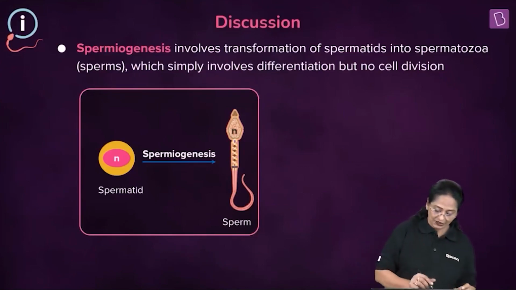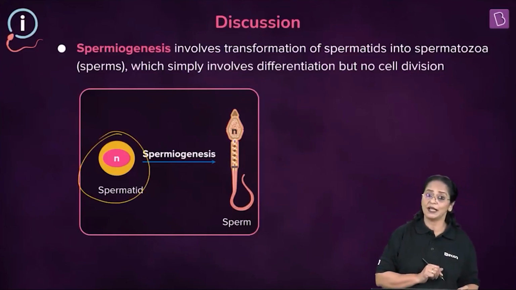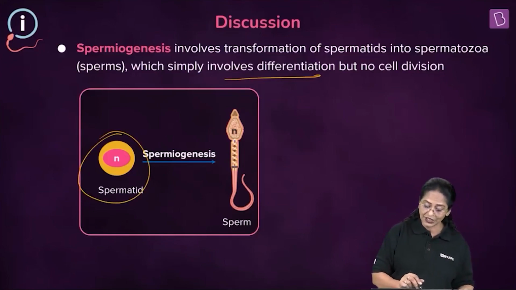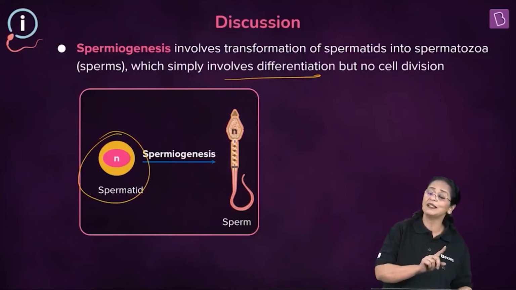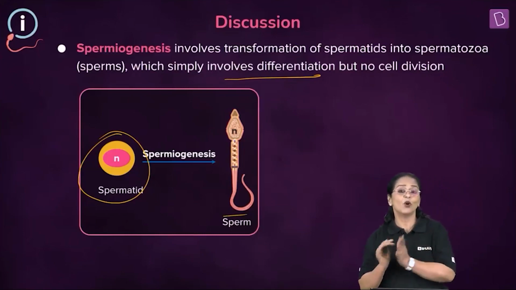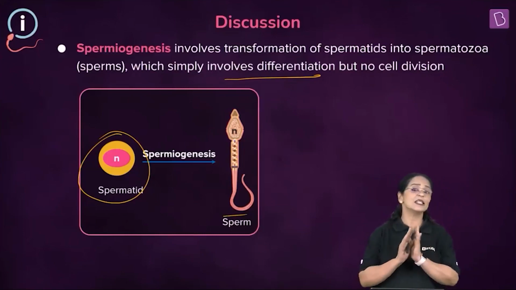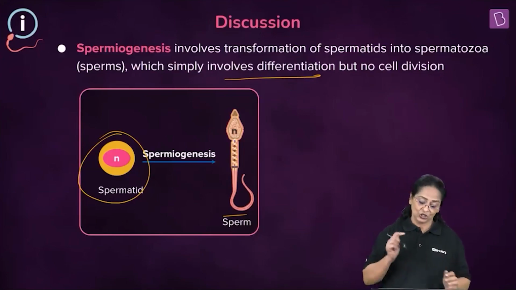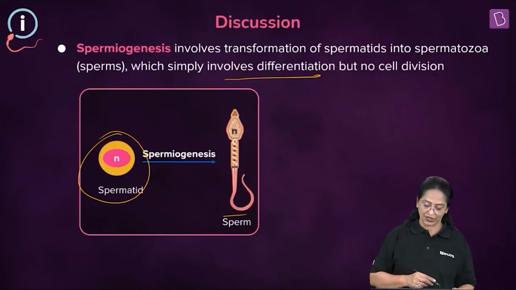Spermiogenesis is nothing but the transformation of a non-motile spermatid into a motile sperm. This is a spermatid, a non-motile cell. So it is the differentiation of the spermatid into a sperm, a non-motile cell into a motile form. This is nothing but transformation, and does not involve any kind of cell division. So the right answer is spermiogenesis. But let's look at the other options.